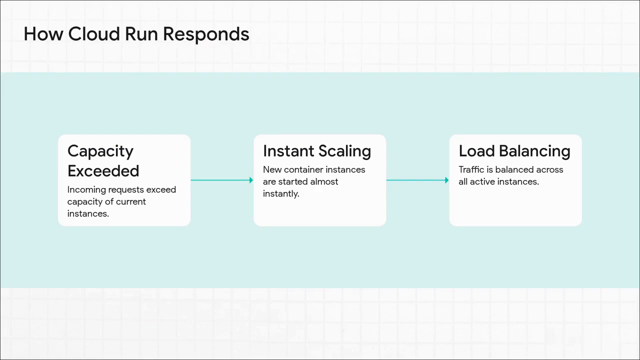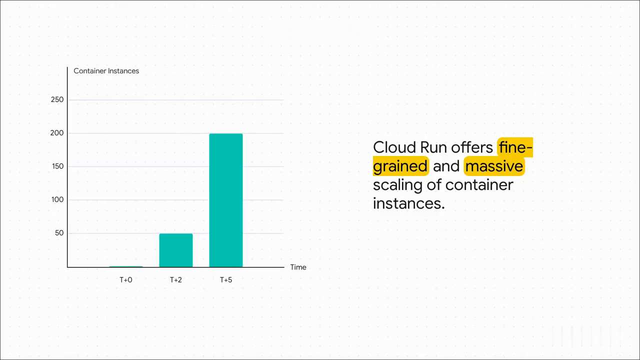I mean, instead of waiting for a whole virtual machine to boot up, which can take minutes, Cloud Run just launches new container instances nearly instantaneously. The moment one instance gets busy, another one is already spinning up to take the next request. It's incredibly direct and incredibly fast. I mean, just look at these numbers. It's wild. We go from just one lonely instance to 50 in 2 minutes. And at the peak of the spike, we're running 200 instances. This just perfectly shows that fine-grained, super fast, and frankly massive scalability you get with a serverless platform.